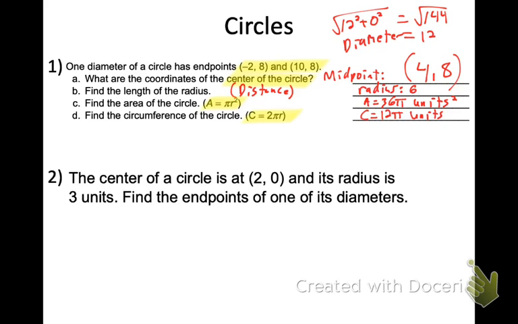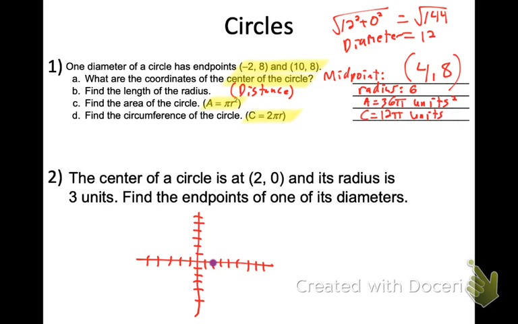The center of a circle is at (2, 0), and its radius is 3 units. Find the endpoints of one of its diameters. To help us look at this one, I'm going to graph it here. I'm just going to create a grid. It tells me the center of the circle is at (2, 0) and its radius is 3 units. So from that center, how do I find the edge of the circle? Count out 3 units.